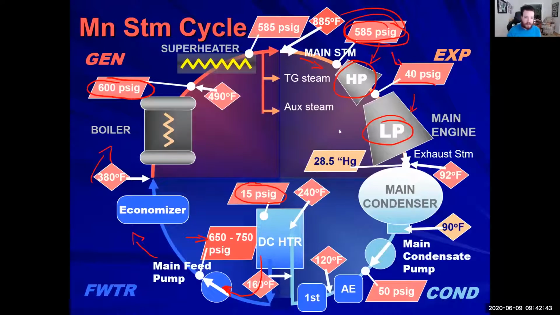These numbers are here to give you a frame of reference to make you think of what's actually happening in the system. Every single one of these numbers is a reason it's there.